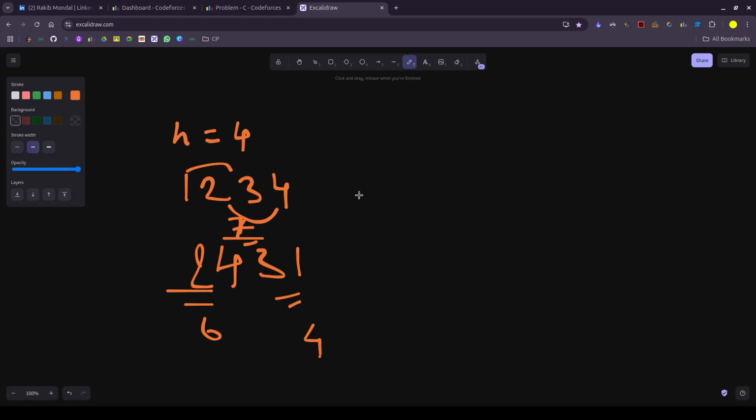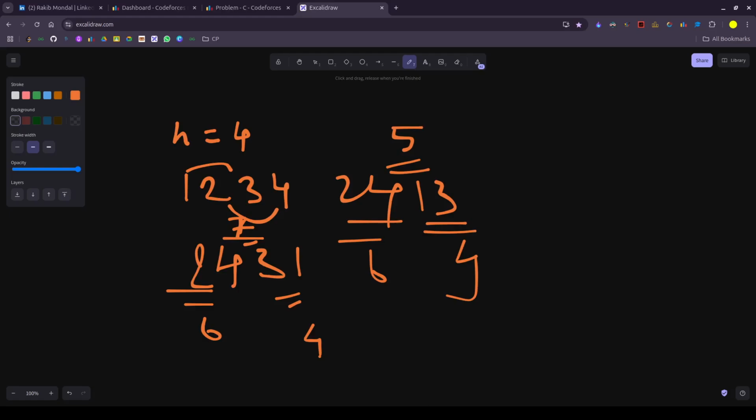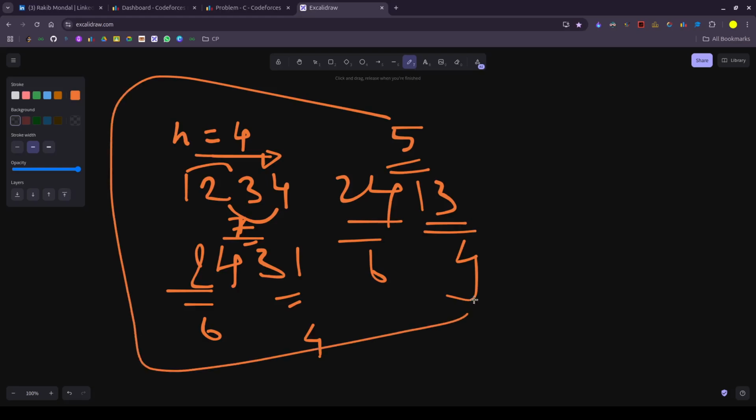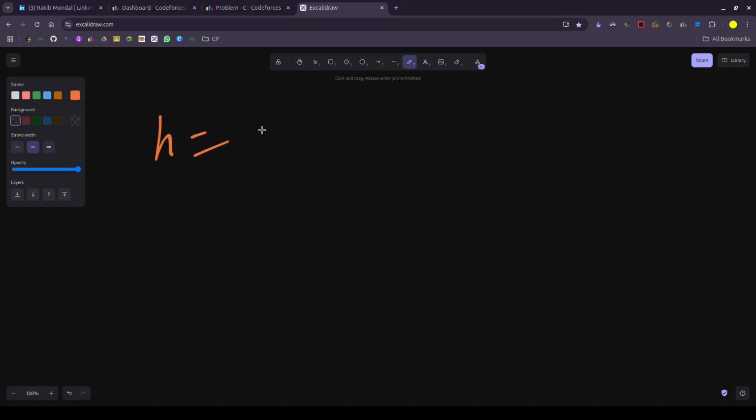And if we take 2, 4, 1, 3, this is 6, this is 5, this is 4. So this is also not possible. So for 4, it is also not possible to create such a permutation. Let's see if n equal to 5 is possible or not. For n equal to 5 we have 1, 2, 3, 4, 5.